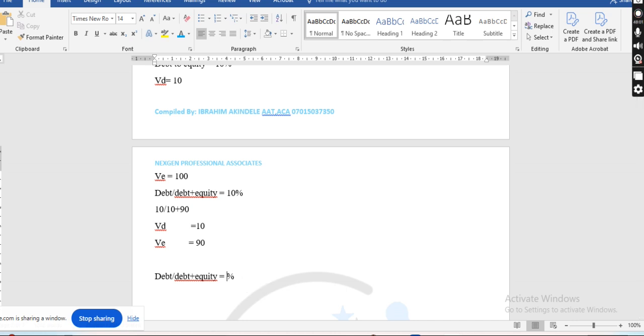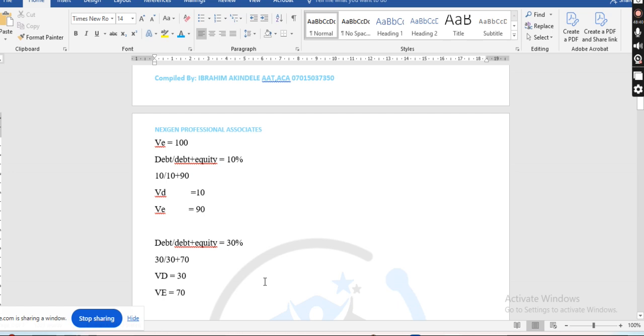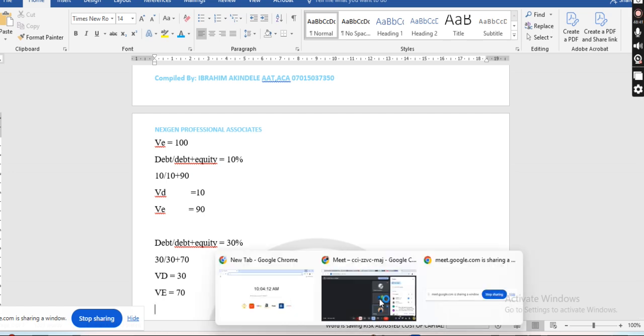So this is how many percent? This is 10%, let's say 30%, right? So what it means is that your value of debt is equal to 30, right? Your value of equity is 70, right? So when you look at this now, you could have value of debt as 30 divided by 30 plus 70, right? And that is it, class. I will give you the last worst case scenario.